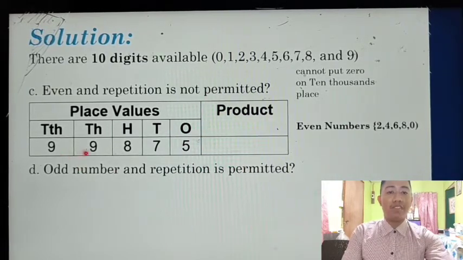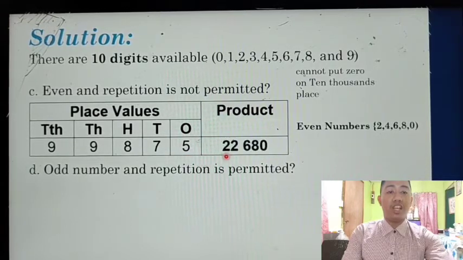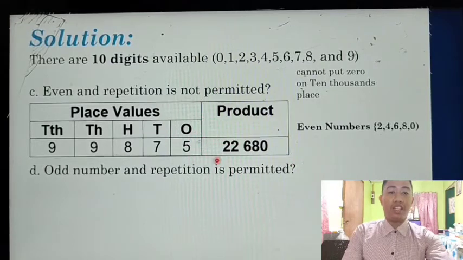So that is 9 times 9 times 8 times 7 times 5. And we have the product, which is 22,680, by using the calculator.